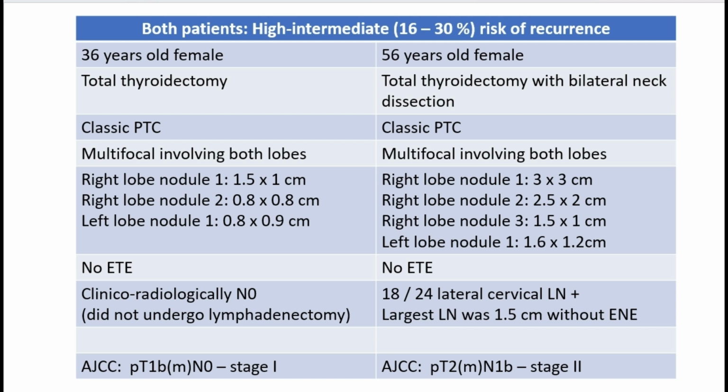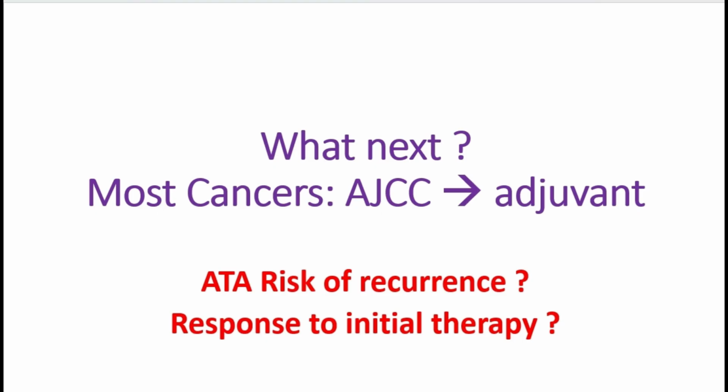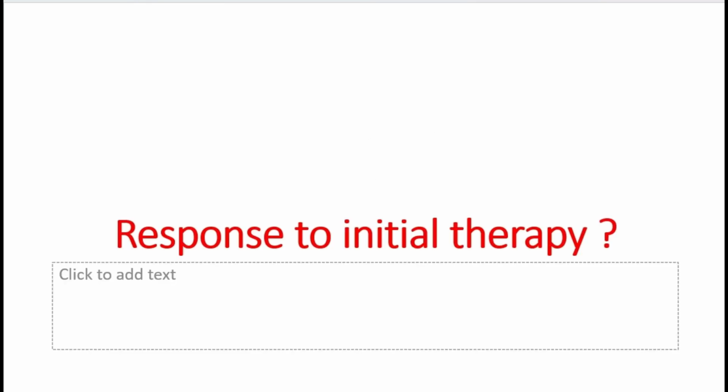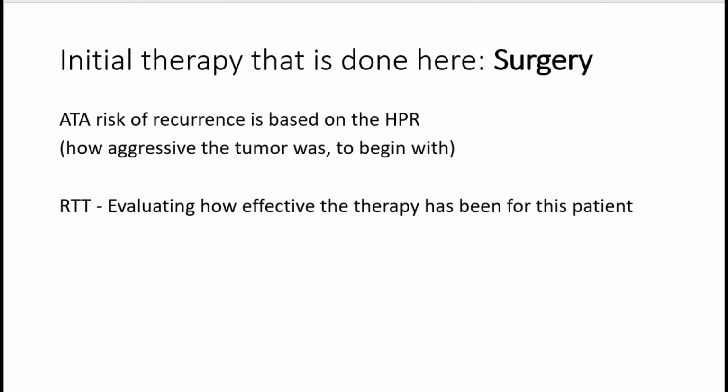This is the most important part to remember now. We have done only half the job. That is, we have calculated only the risk of recurrence. What next is that we need to calculate the response to therapy. What therapy has been done? We have done the surgery.